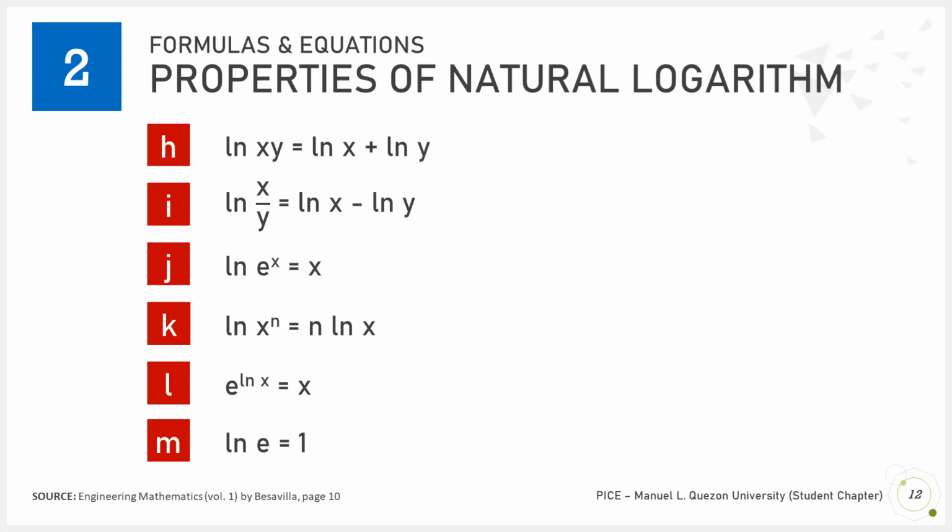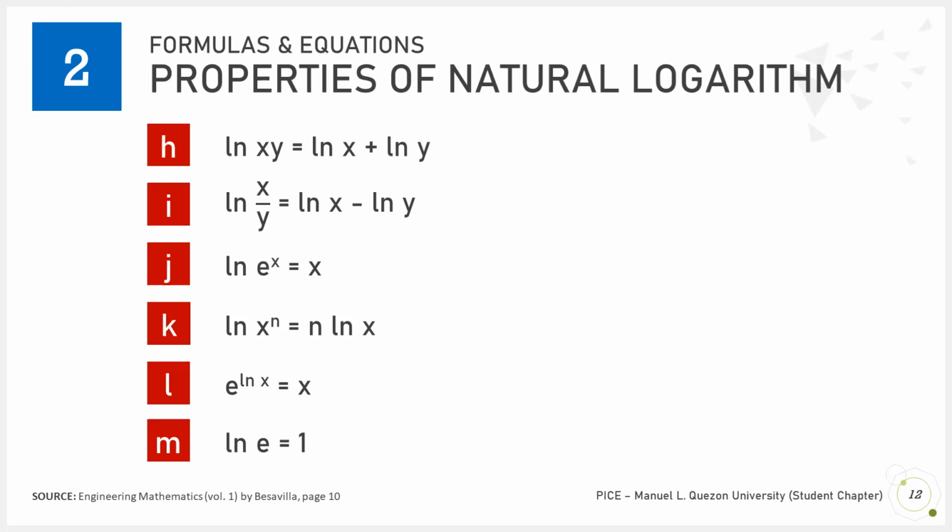So when we have the product of two terms in the argument of the natural logarithm, we can transform it by simply getting the natural logarithm of the first term plus the natural logarithm of the second term. And for the quotient, the second property, in order to transform the natural logarithm, we can get the natural logarithm of the numerator minus the natural logarithm of the denominator.